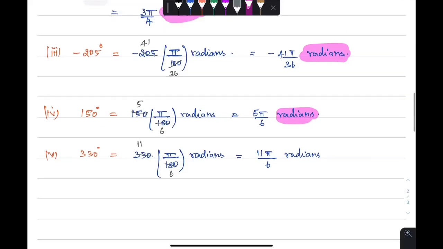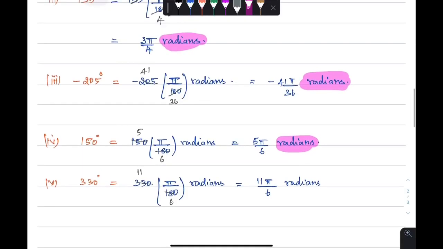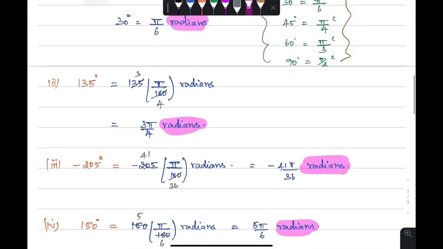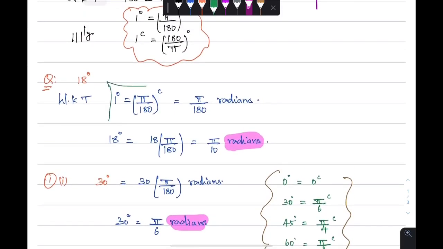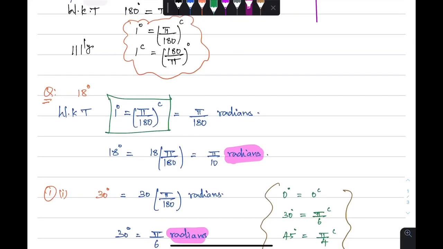Good. I hope everybody is clear with what is going on. So we have seen the basic conversion, and this result is very important, which is helping us to convert degree to radian. I hope you all understood, children.